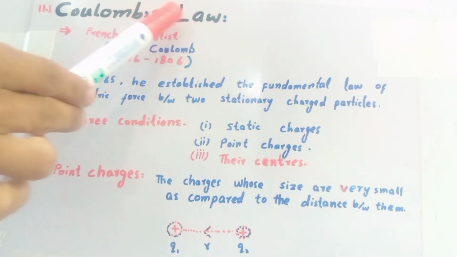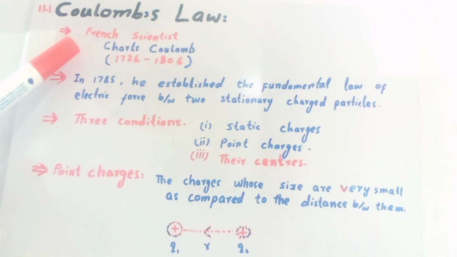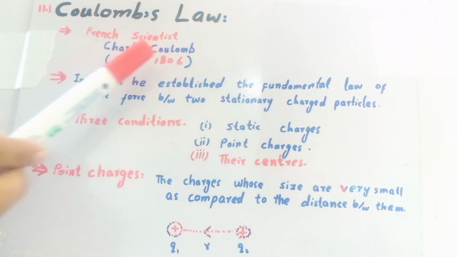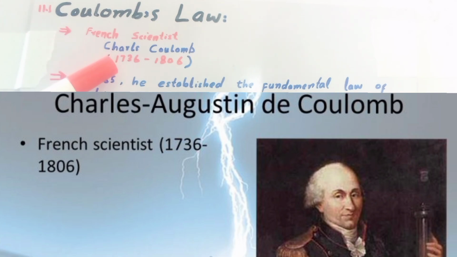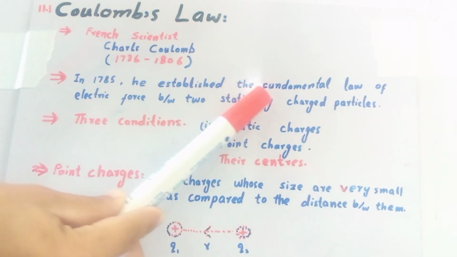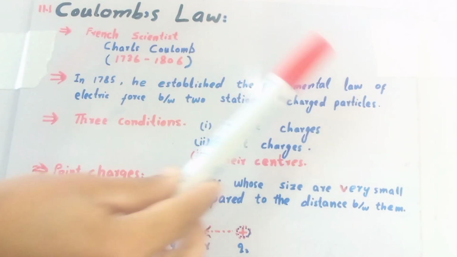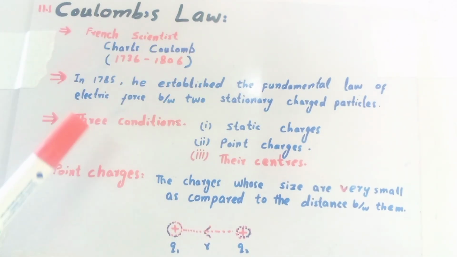In this lecture, I will give the information about Coulomb's law. Coulomb's law was discovered by French scientist Charles Coulomb. Coulomb was born in 1736 and died in 1806. In 1785, he established the fundamental law of electric force between two stationary charged particles.